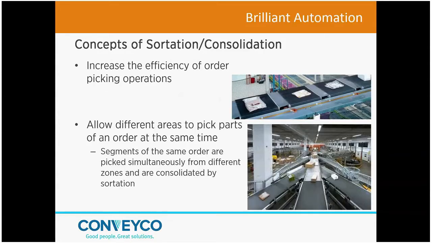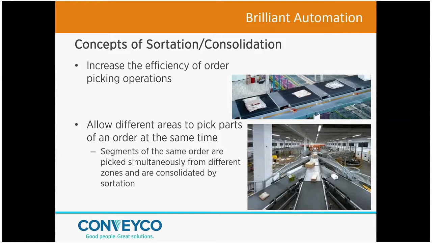Different concepts for sortation and consolidation. Essentially, sortation is consolidation. What it allows you to do is to do a batch pick of either cases or units, put those batches, which are many different orders, through the sortation process, and the sorting technology then breaks that batch down into discrete orders. So what it allows your picking operation to do is to operate more efficiently.